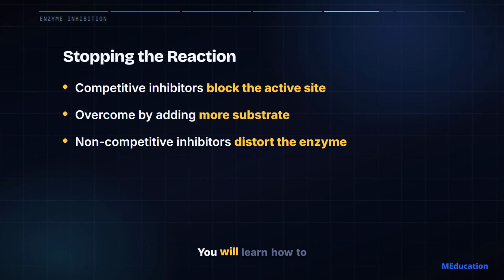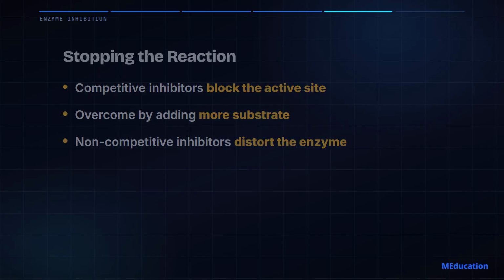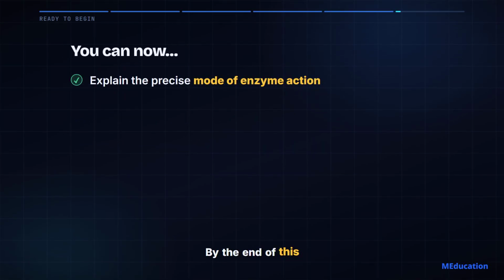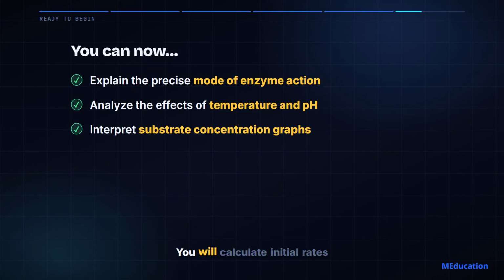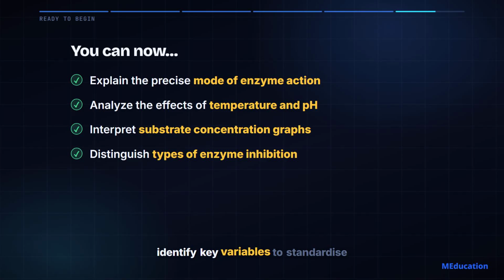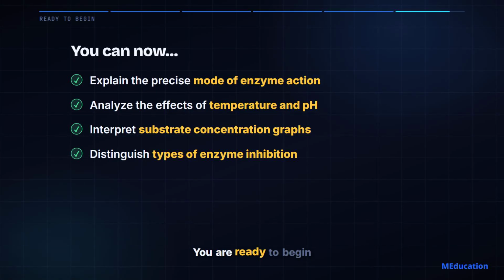longer complementary. You will learn how to identify which is which simply by looking at how they shift our rate curves. By the end of this unit, you will confidently link the molecular structure of enzymes to their biological function. You will calculate initial rates from practical data, identify key variables to standardize, and evaluate complex inhibition graphs. You are ready to begin.